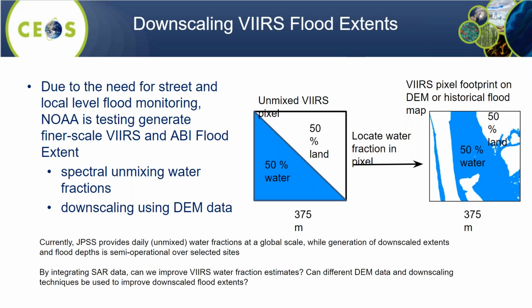We're also taking the products and trying to improve the resolution. We're trying to downscale the products. VIIRS starts at 375 meter resolution, but we're trying to make this much higher resolution so you can get a better understanding of where the floods are occurring within a given VIIRS cell. Basically, we're doing downscaling using DEMs, or digital elevation models, to try and predict where we believe the flood fraction is occurring. Next slide.